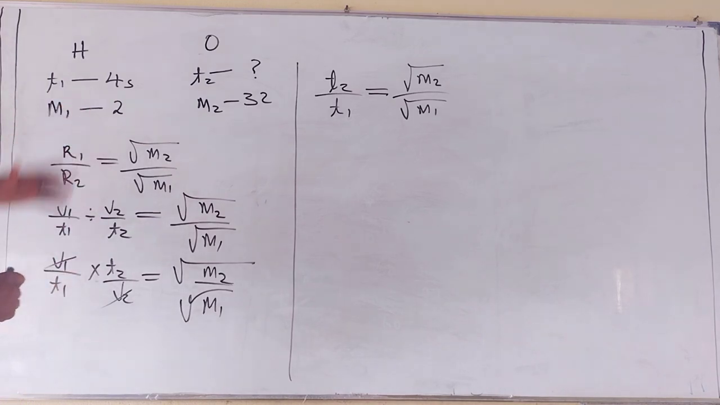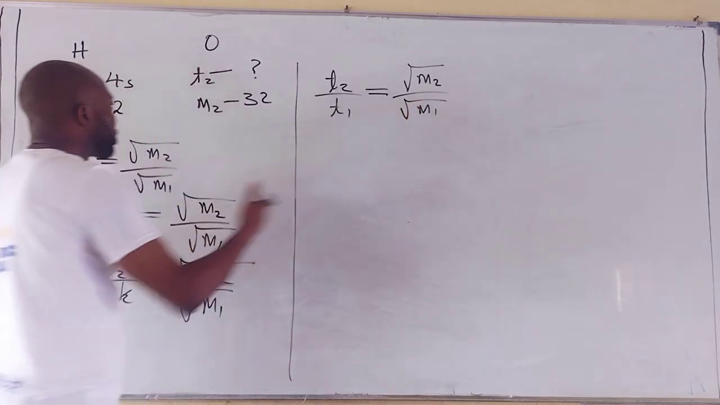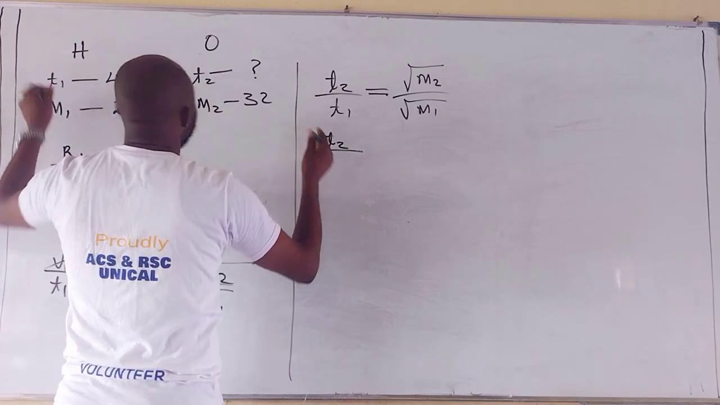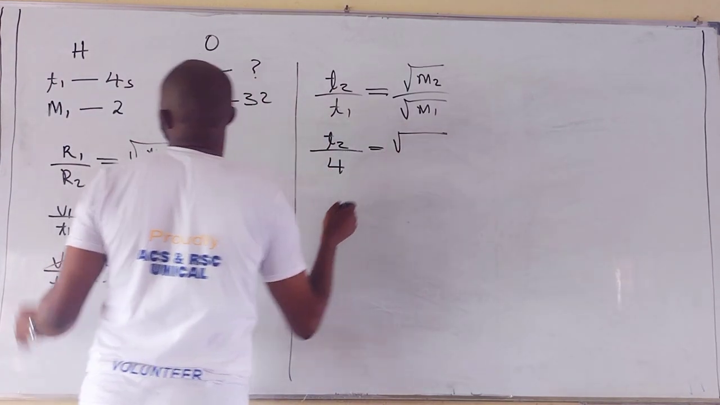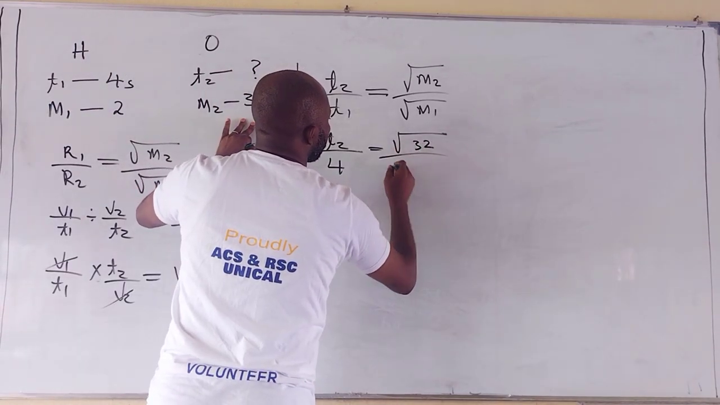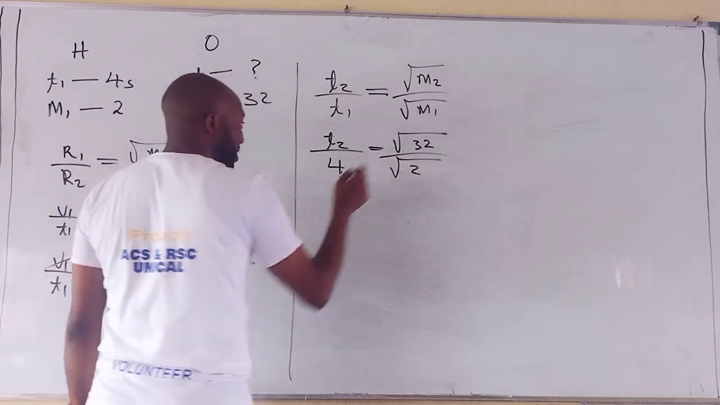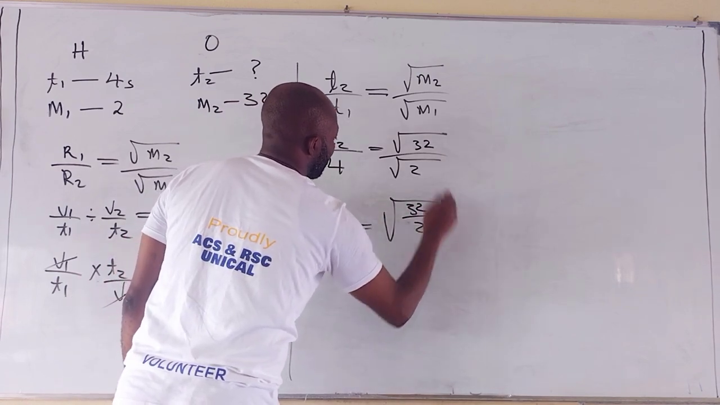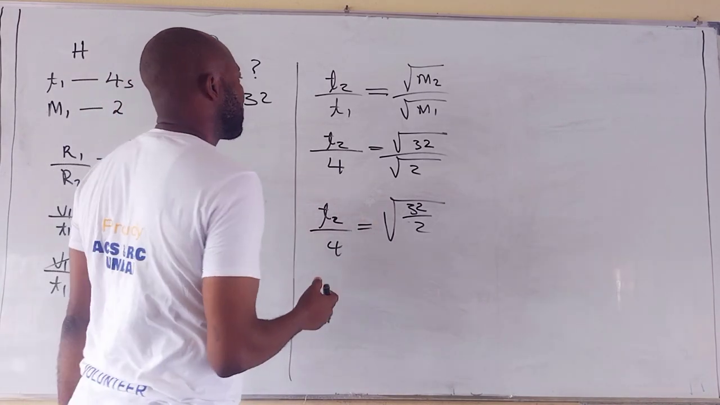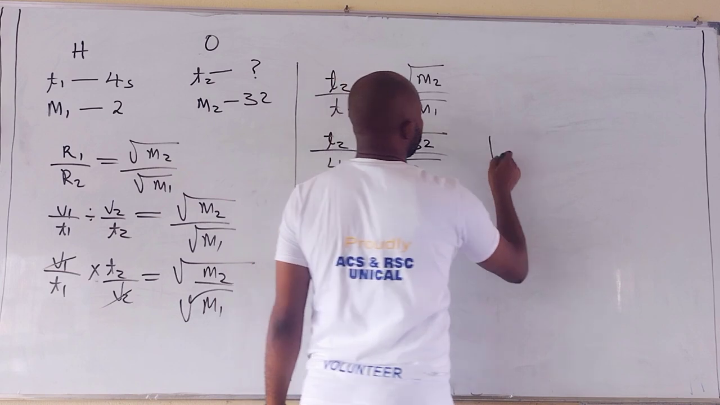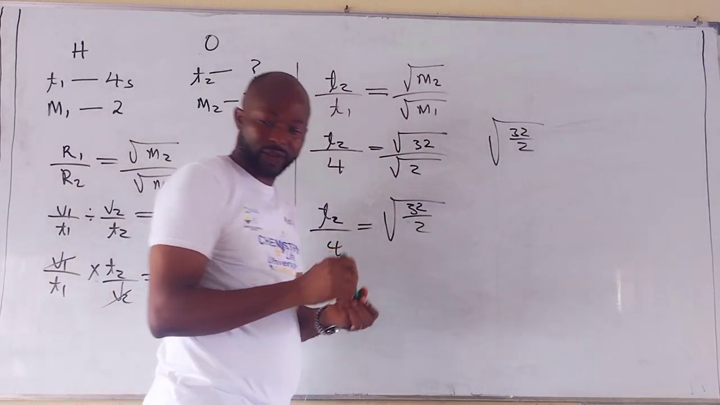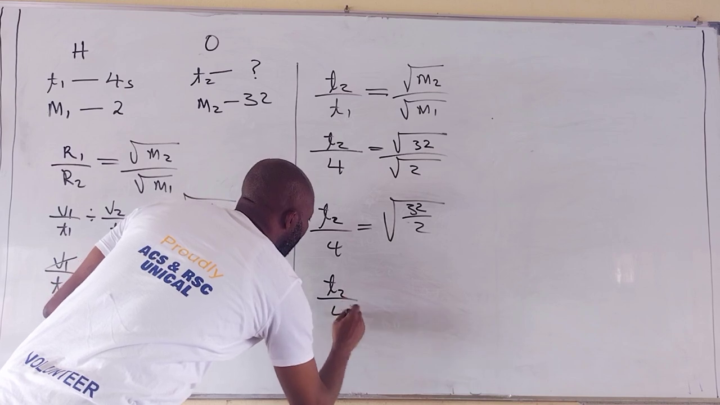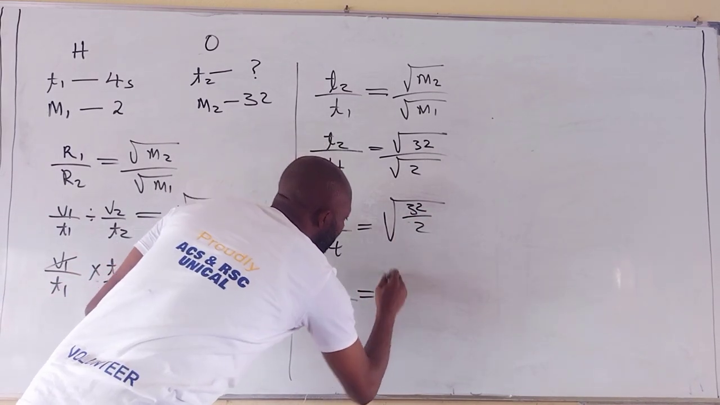Now, what are we looking for? We're looking for T2. Now, let's substitute the variables. I have T2, which I'm looking for, over T1. T1 is 4. This is equal to the root of M2, M2 is 32, over the root of M1, which is 2. So T2 over 4 is equal to the root of 32 over 2. Root 32 divided by root 2 is the same thing as the root of 32 over 2. That is math. So let's proceed. T2 over 4 is equal to 32 divided by 2, which is the root of 16.